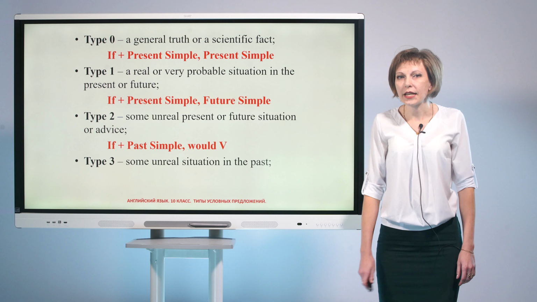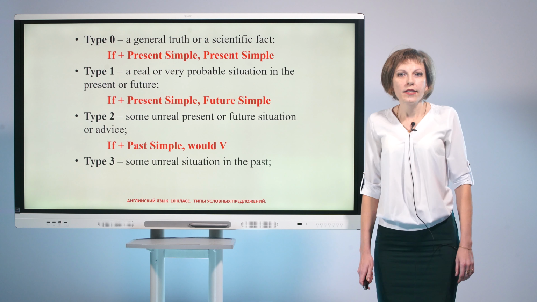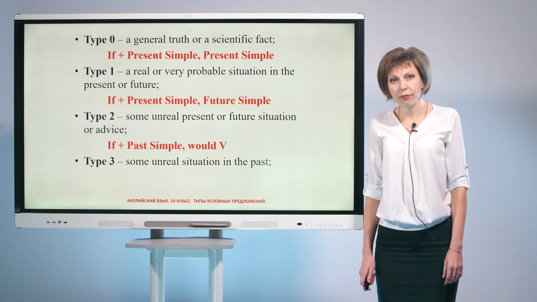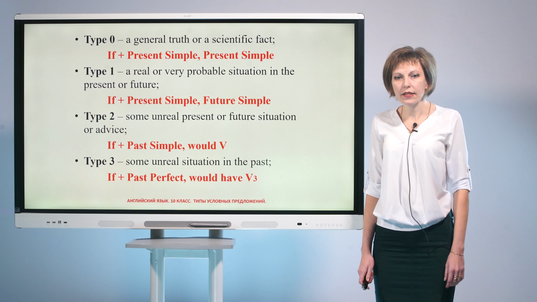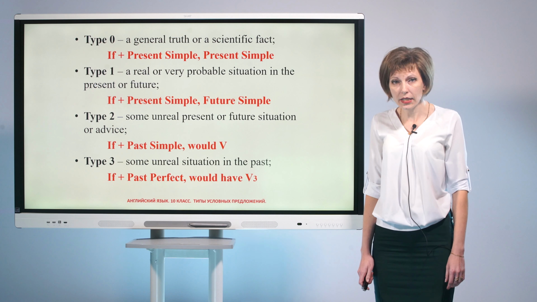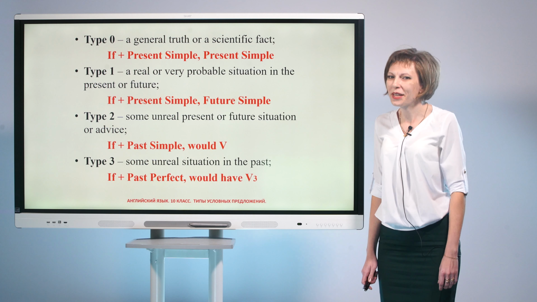And finally, type 3 conditionals show some unreal situation in the past, and we use past perfect in the if clause, and the auxiliary verbs would have with the past participle of the main verb in the main clause.